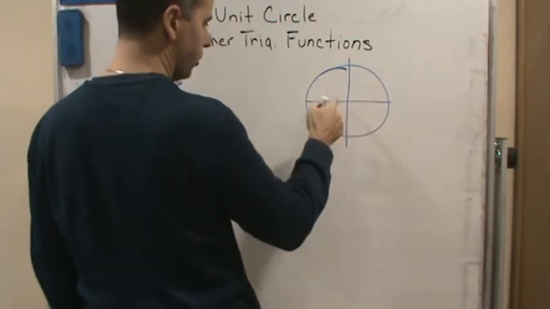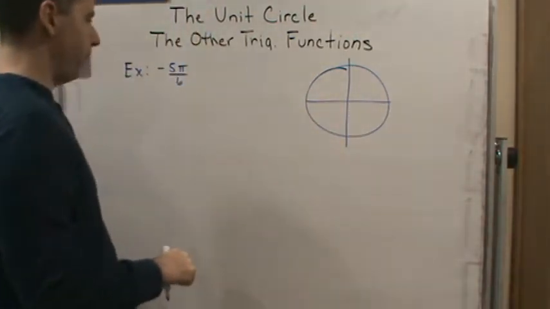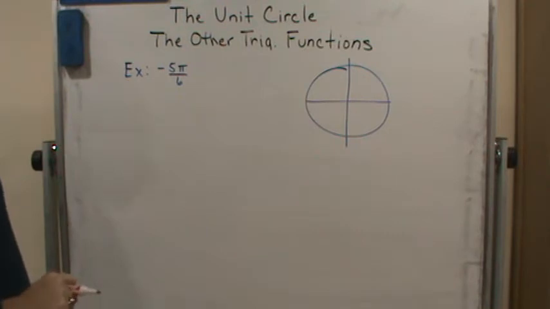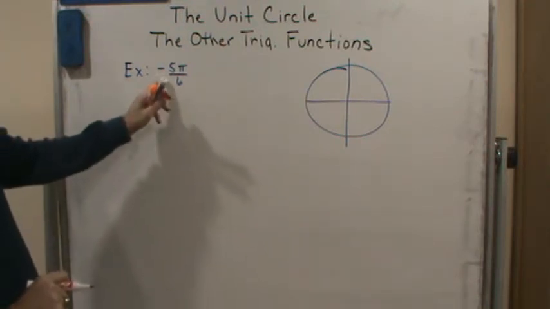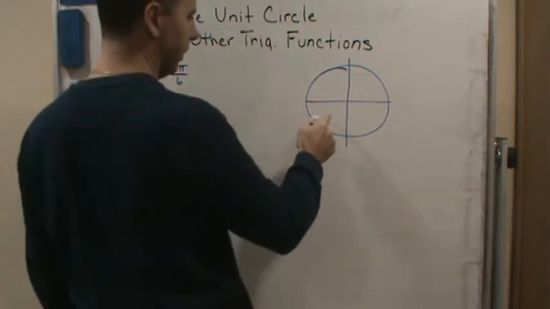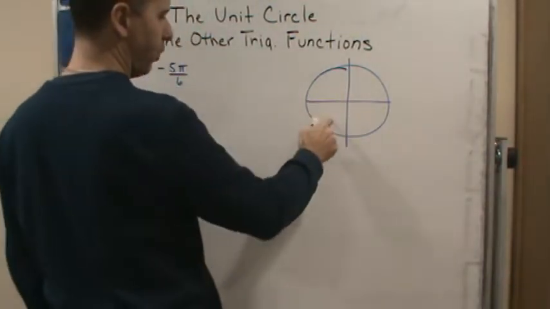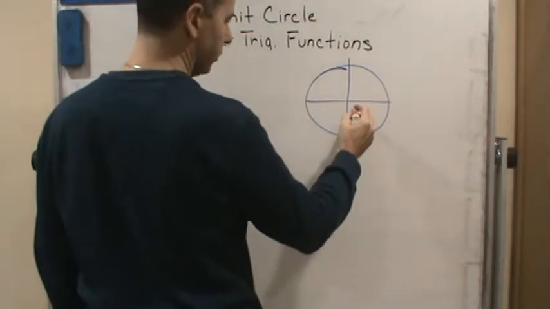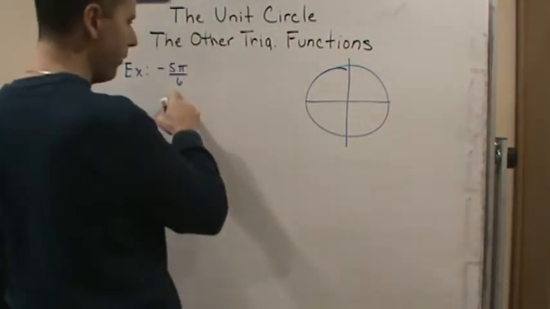Now all we have to do is ask, are we past negative pi over 2? Yes, we are. This is definitely bigger than 1/2, so 5/6 is definitely bigger than 1/2. So we are in the third quadrant here. Now, what's the reference angle?